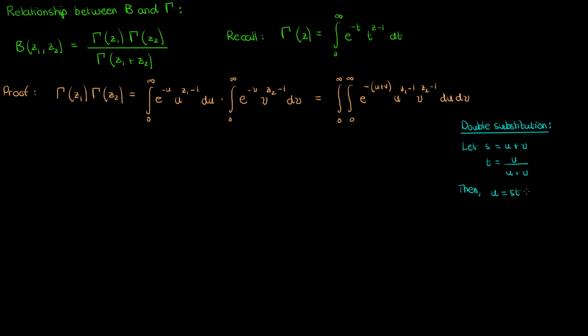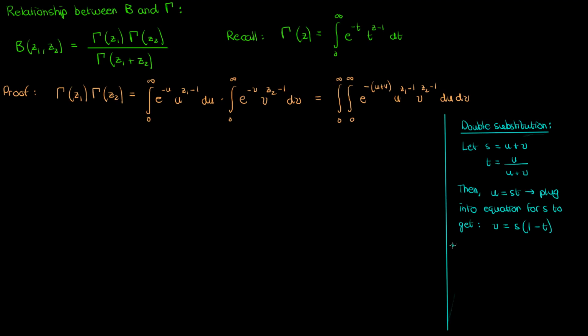You'll also notice that since u is the product of s and t, I can substitute that in the equation for s to isolate v in terms of s and t, so I get v equaling the product of s and 1 minus t. So let's use the equations for s and t to find our new limits when we make this variable substitution.